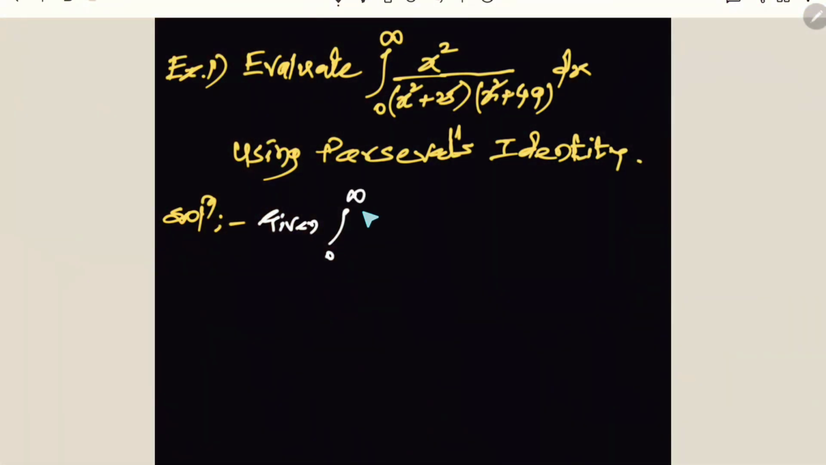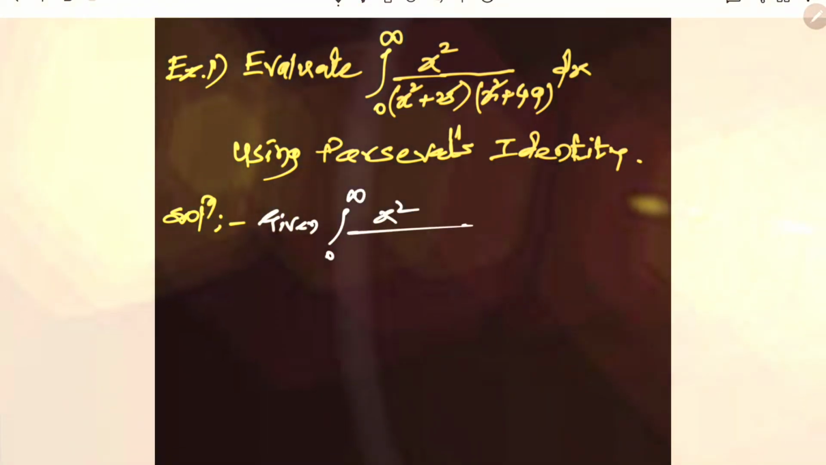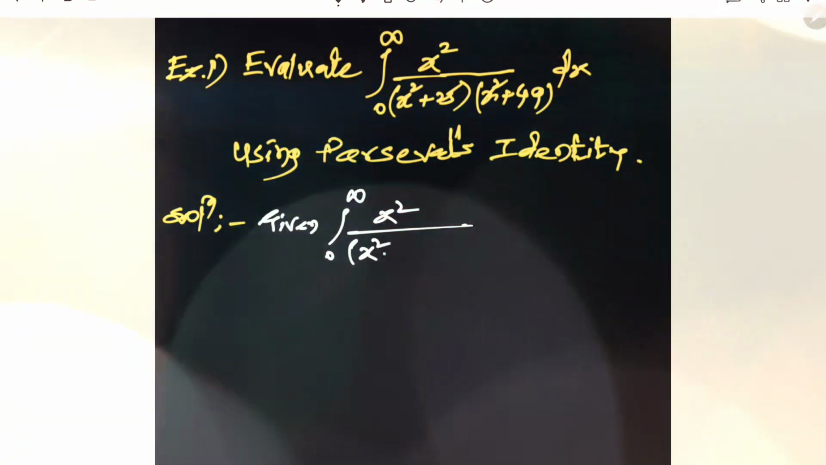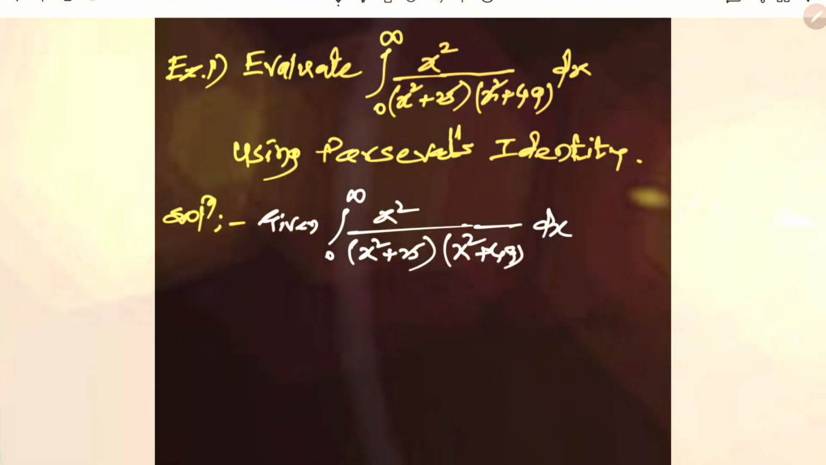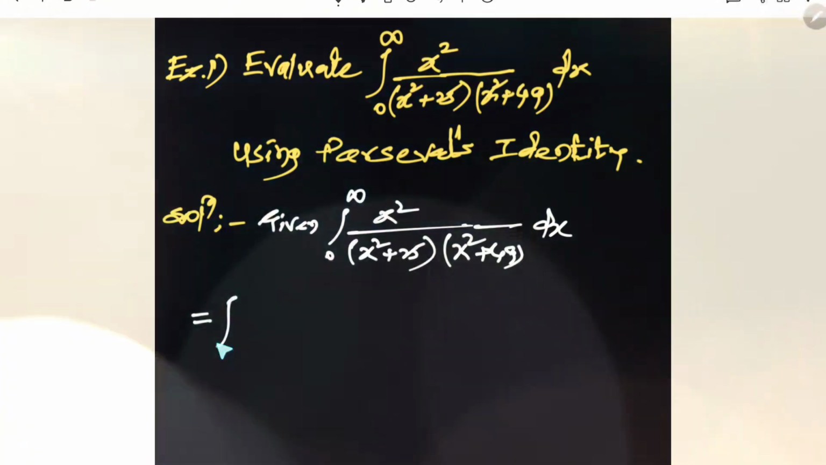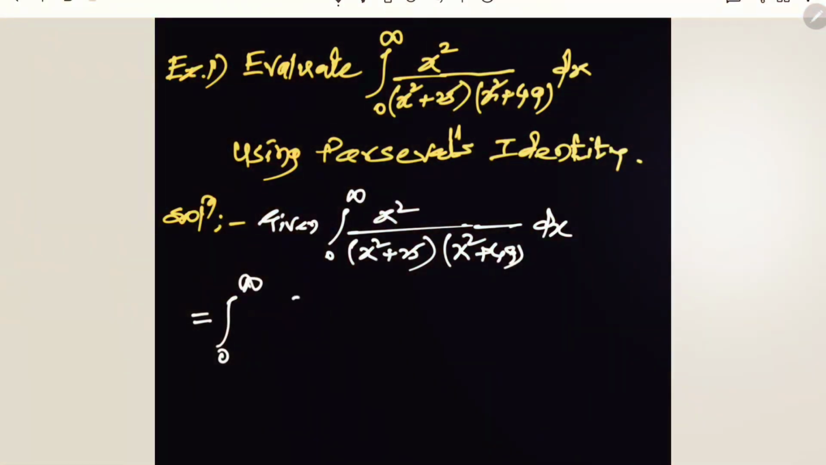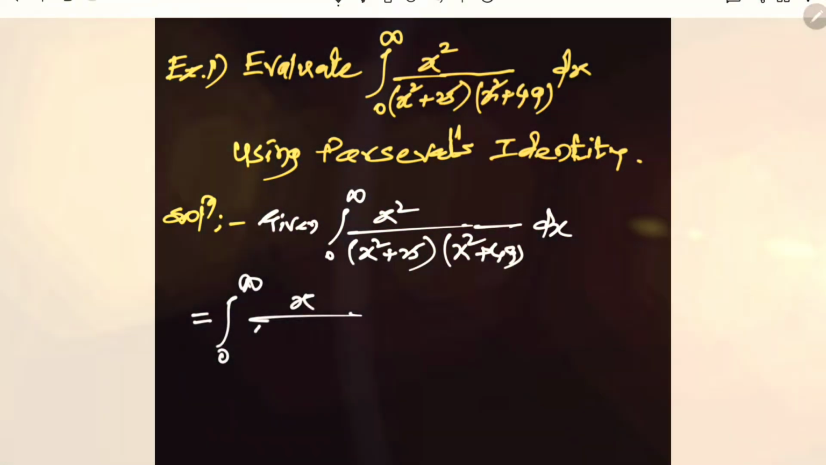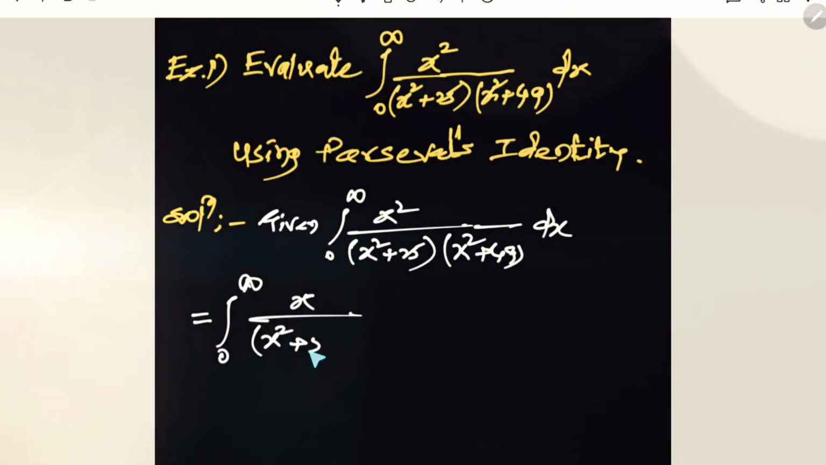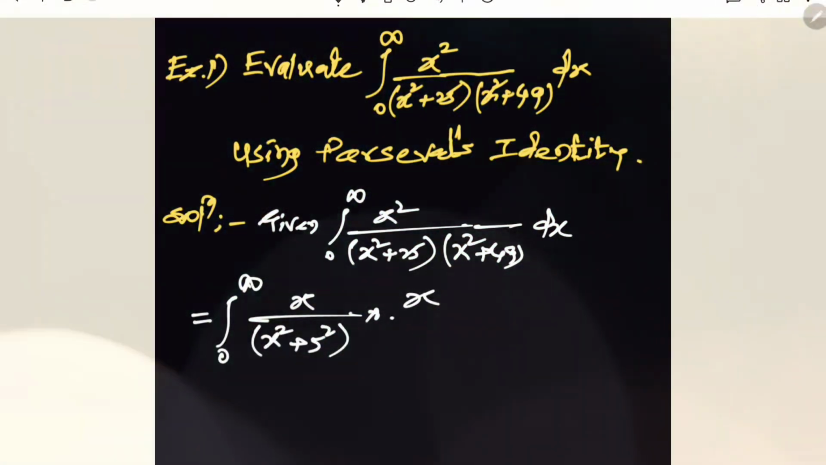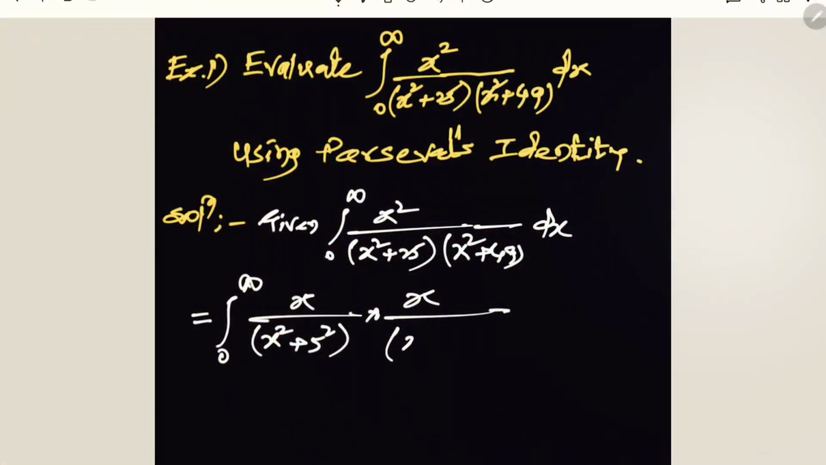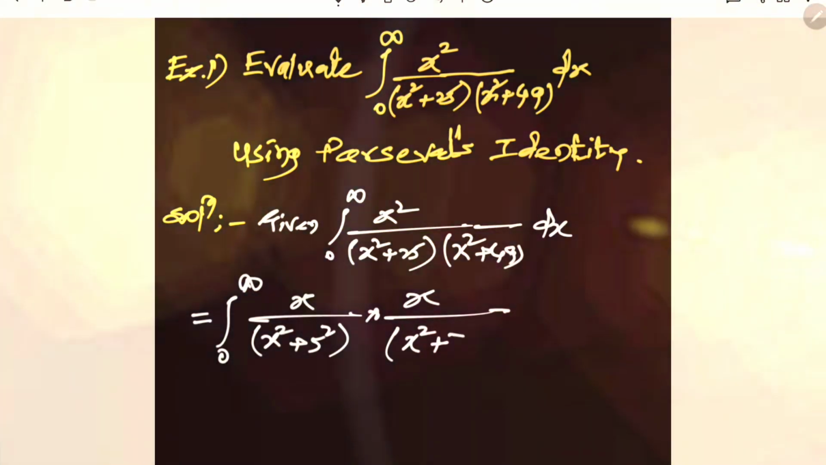Given the integral from 0 to infinity of x square upon (x square plus 25) into (x square plus 49), we can write it as the integral from 0 to infinity of x upon (x square plus 25) multiplied by x upon (x square plus 49). I am splitting that x square as x into x.